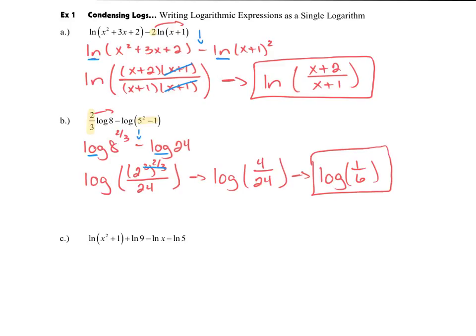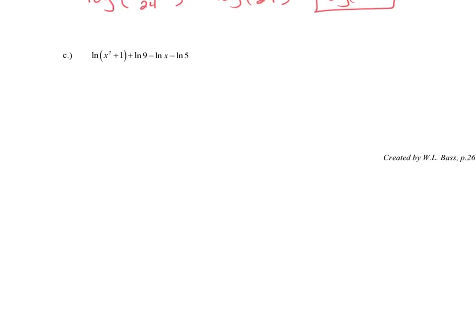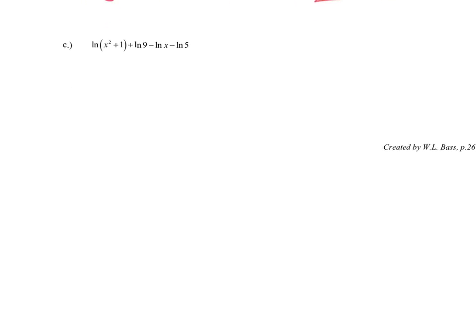My last example on this page is certainly more complicated because I have many, many logs happening on this problem. So the first thing I'm going to look for is whether I have any coefficients. I don't have any coefficients I need to worry about. So I'm just going to start working from left to right.